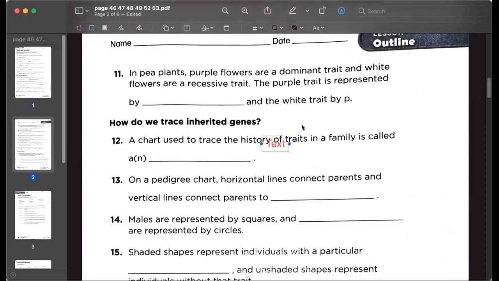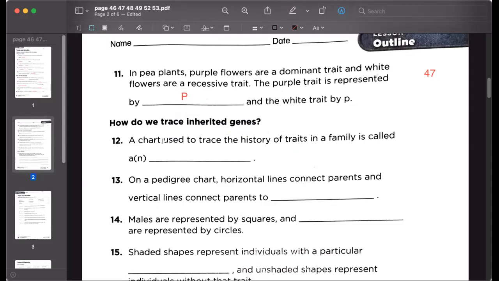So first I mention here page number. This is your text page number 47. In pea plants, purple color is a dominant trait and white flower is a recessive trait. The purple trait is represented by dash and the white trait by small p. So you know very well, if there are two factors, one is recessive but the second one is dominant. So we write here capital P.